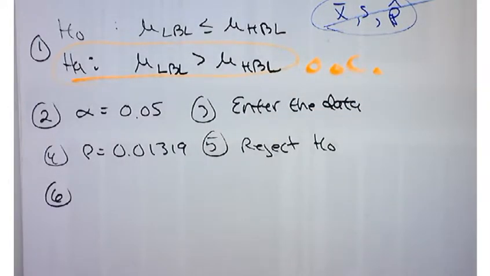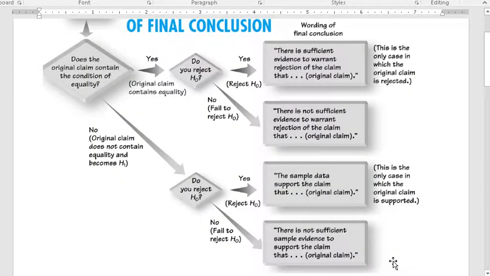Let's keep that in mind as we look at our possibilities here for wording our conclusion. So if I number these A, B, C, and D, which branch should I branch to in order to state my conclusion? C. Good. Our hypothesis does not contain the condition of equality, so it's a no there. Did we reject it? Yes. So down here would be C. So start out by wording it, the sample data support the claim that, and then state that original claim in words.